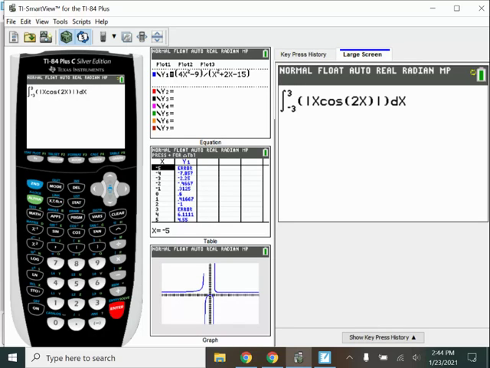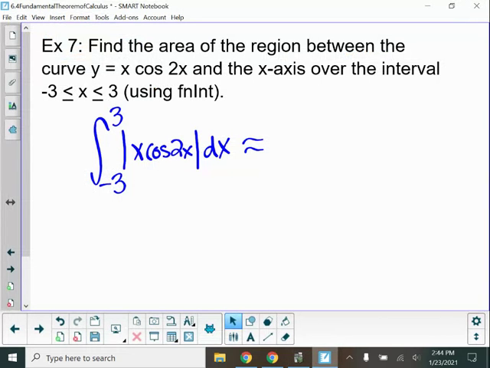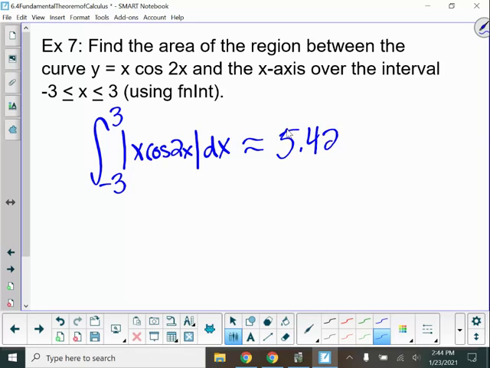This is basically going to take all the values that would be below the curve and flip them up above the axis. And it's going to give you a total value as soon as it's done thinking. It's moving a little bit slow here because of the absolute value. 5.425. So if you do this one correctly, 5.425 is what you should get for your solution.